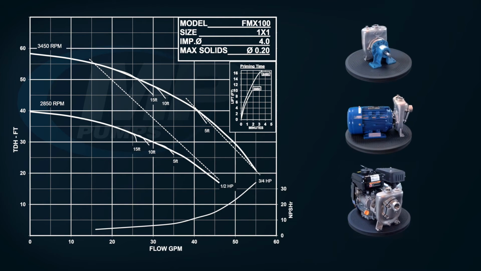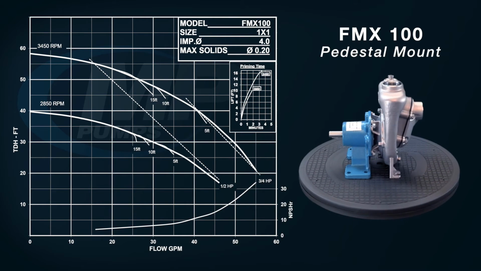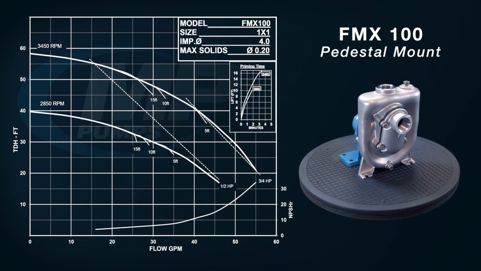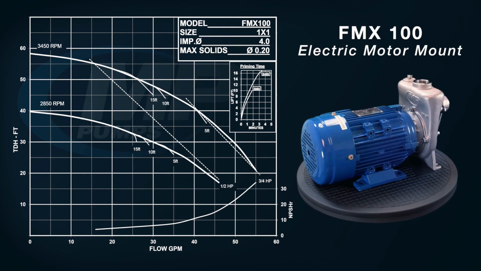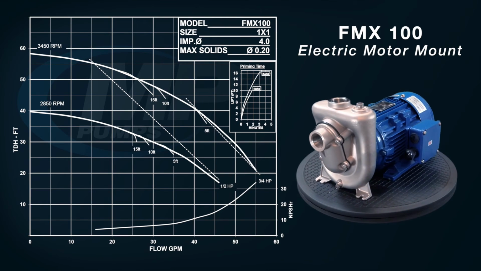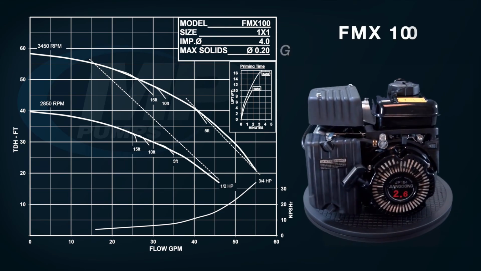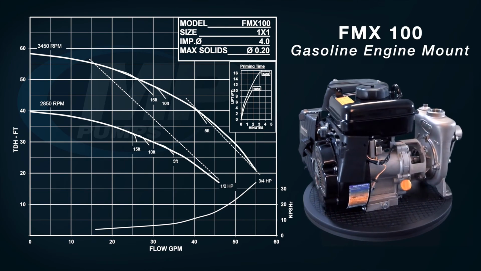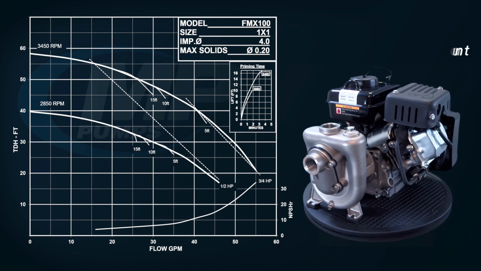Its versatile mountings include a pedestal mount for applications when preference for electric motor isolation exists or pulley drive requirements are needed, close coupled to electric motor for a compact package. Motor horsepowers available are 3/4, 1, and 1.5 IEC frame motors. Engine drive for portable and remote applications to make the FMX 100 capable of handling any self-priming situation that arises.